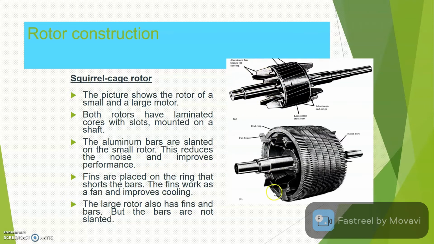Both rotors also have fins, which are located on the rotor. The purpose of the fins is to work as a fan and improve the cooling for the rotor. The large rotor also has fins, but the bars are not slanted.